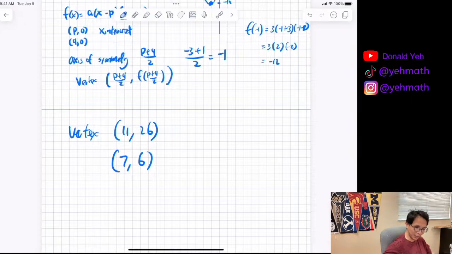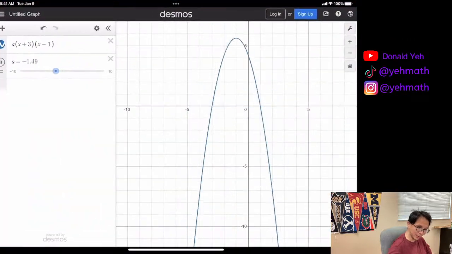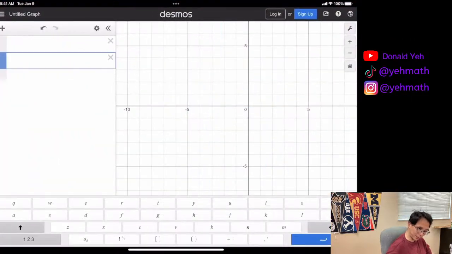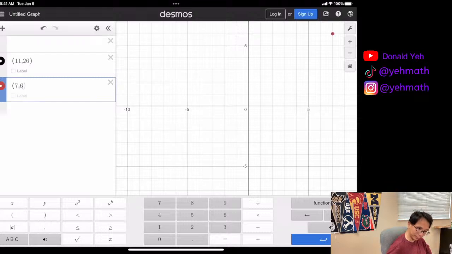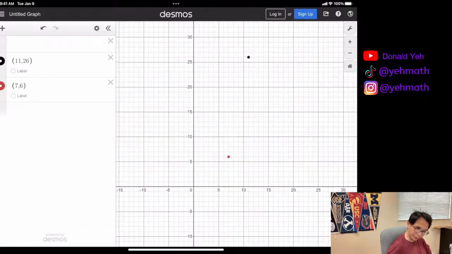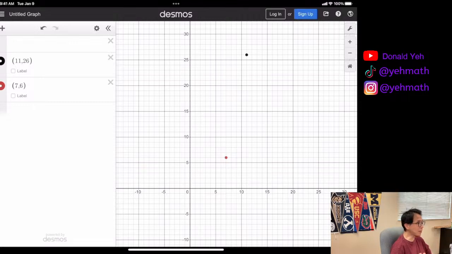So what I'm going to do is go to dates. I forgot, it's 11-26, right? And what's the other birthday? 7-6. Okay, so we have 2 separate points here. Is it possible to build me an equation that goes through those 2 points? And how would I do it? How would you do it, though?